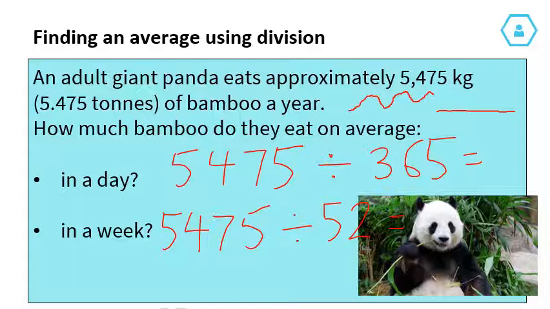So first we have our total amount here. Now sometimes with an average you'll need to add up a whole lot of different numbers to get your total. Then you divide it by whatever your divisor is. So here I'm dividing it by days in a year, which is there's 365 days in a year. Here I'm dividing it by weeks in a year, and there's 52 weeks in a year, so 52 is my divisor there.